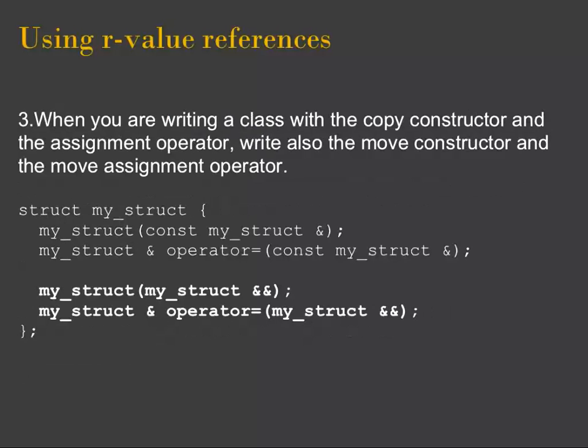The last, third rule, is similar to the previous one, but I separated it to make it clear how to use it when working with classes. When you are writing a class which can be copied through a copy constructor and assignment operator, write also the constructor and assignment operator with move semantics. This is very important to achieve the benefits of using R-value references.